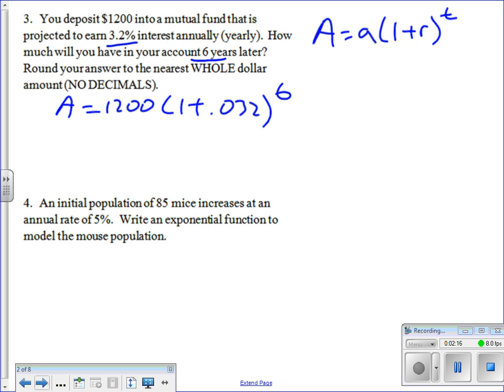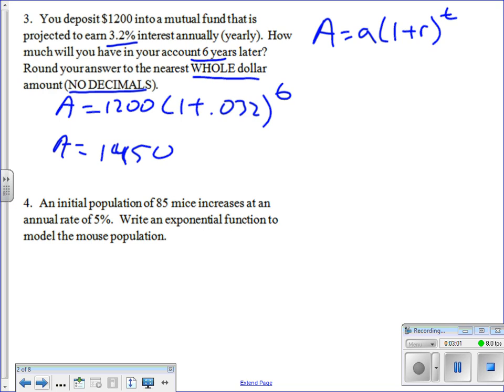1.032 to the 6th, times 1,200. And what does it say? It wants the answer to the nearest whole dollar. Read the instructions. If they tell you to round it off to a particular type of answer, then round it off to that particular type of answer. You get $1,450 because it's 1449.6. So you round up. That is not a good mutual fund. Oh, 3.2% is actually not bad nowadays. It's not great either, though.